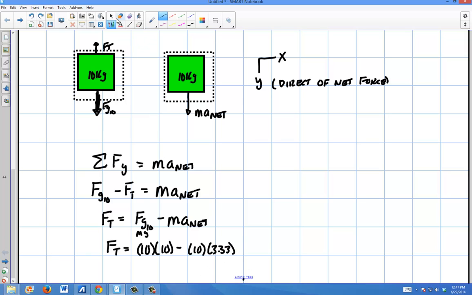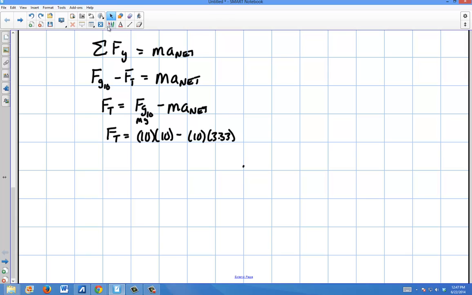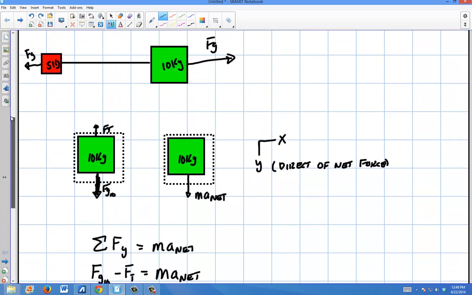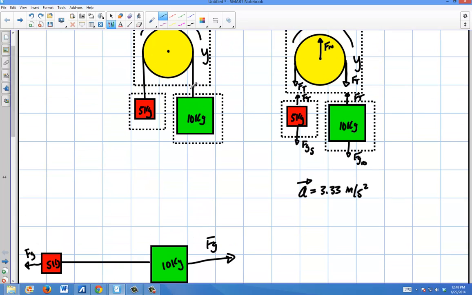Okay, so that's going to give me what? Well, tension is going to be 100, which is just the hanging mass, minus 10 times 3.3, so 33.3. So the force of tension is going to be roughly 66.7 newtons. Now notice the tension is actually less than the weight of the hanging object. So the tension of the object that's moving down, this one, is going to be less than the weight. The tension of the one moving up is going to be more than the weight.